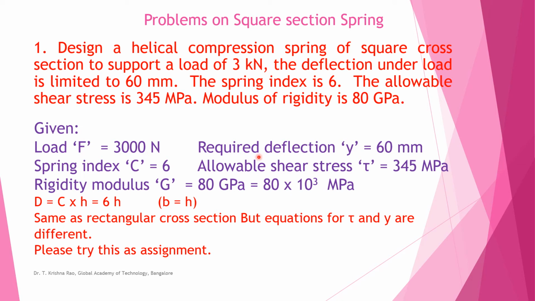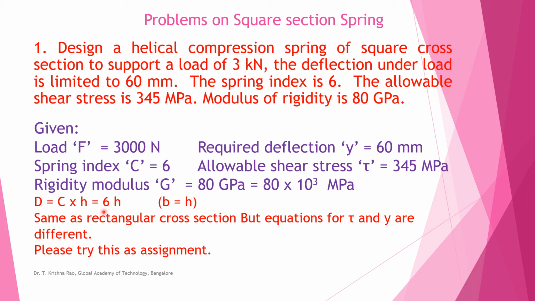Load is given, deflection is given, spring index is given, allowable shear stress is given, G is given, and it is a square cross section. Square, there is no confusion. Square C is always D by H. Only one dimension is there, B equal to H. So CD equal to 6H.